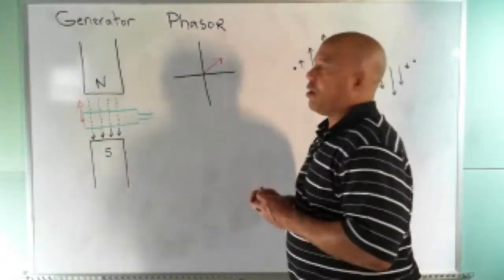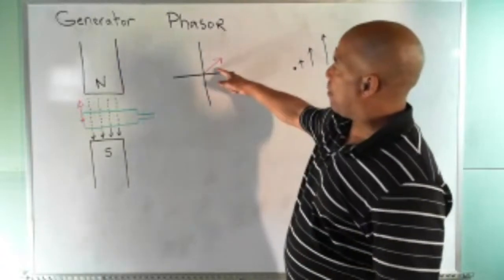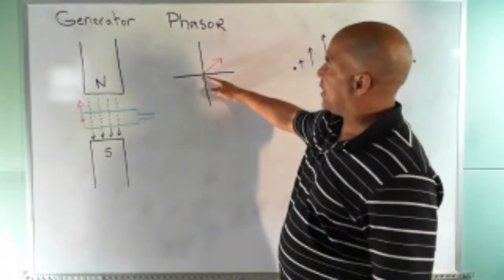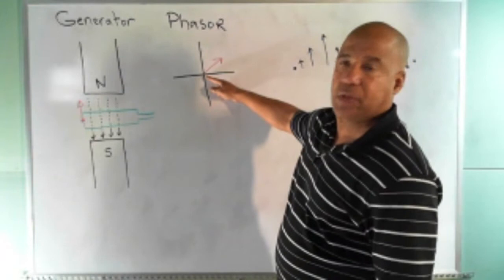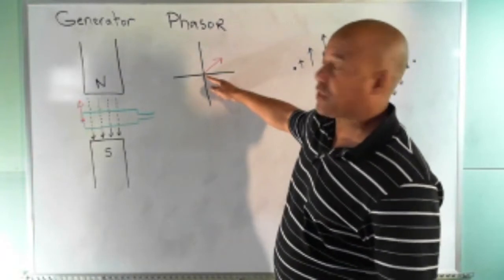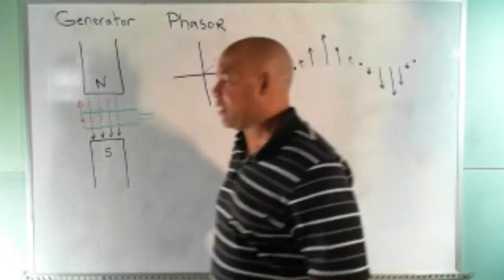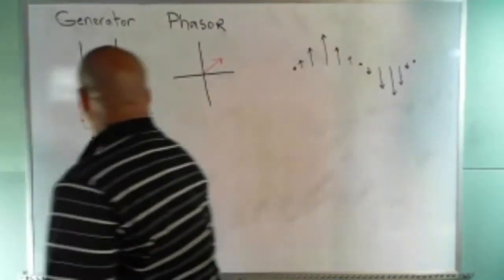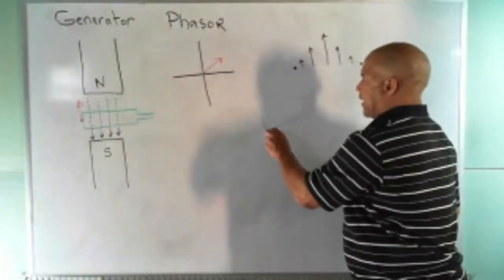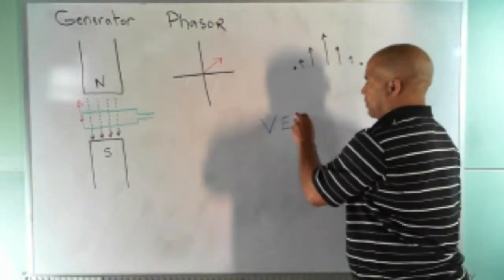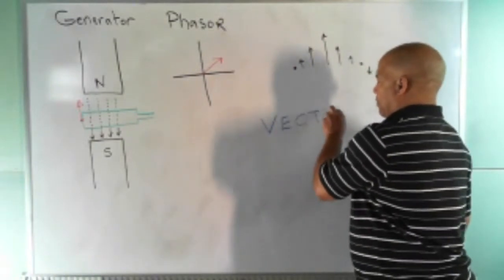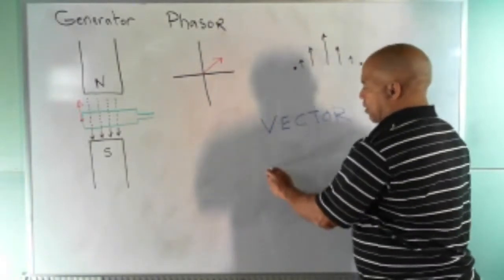I hope I mentioned that when you take an arrow and attach its tail to the origin of a coordinate system, we call that a phasor. Some of you might know a vector. You've probably seen or heard of a vector. So there are vectors, and then there are phasors.